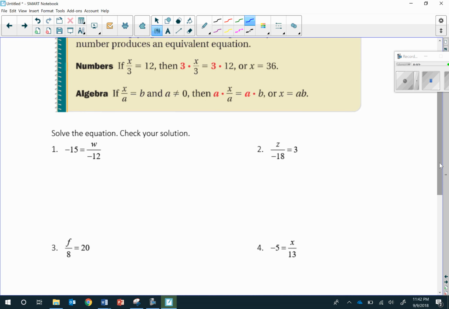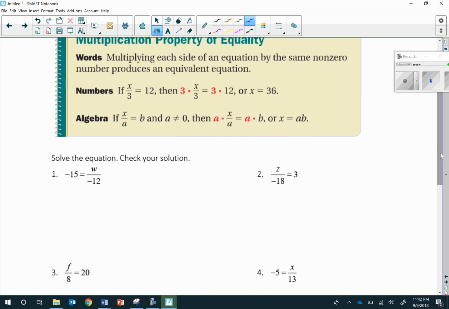So if you look in this first example, x over 3 equals 12. We can multiply both sides of our equation by 3, which leaves us x equaling 36. So 36 divided by 3 does in fact equal 12.